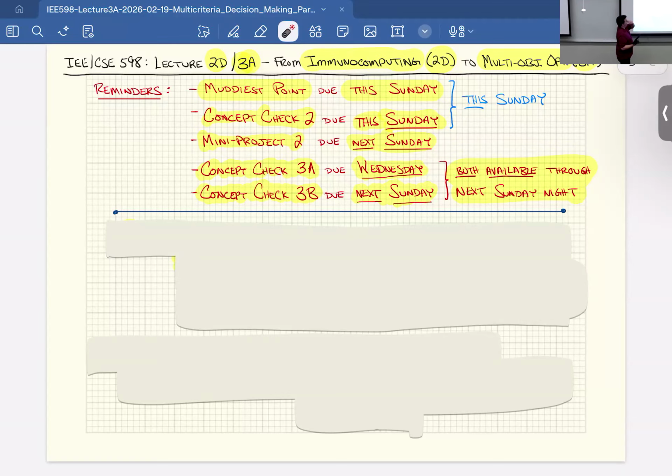Then otherwise, looking forward into Unit 3. Unit 3, I've split up into 2 concept checks. Just to get them sequentially on your calendar, I've made the first one due this upcoming Wednesday and the next one due next Sunday. But both of them are effectively due next Sunday, because I set the availability for both of them to run through Sunday night, through that Monday morning.